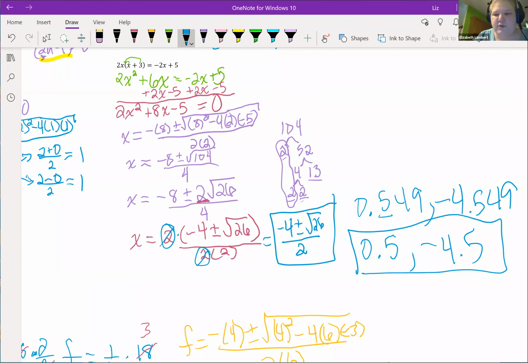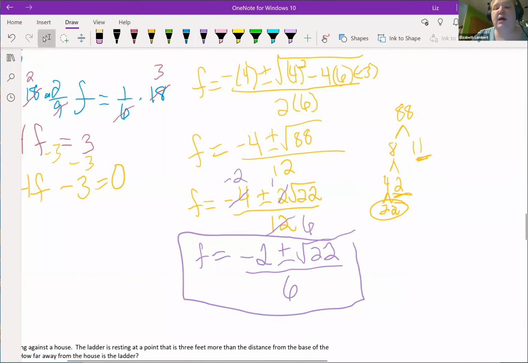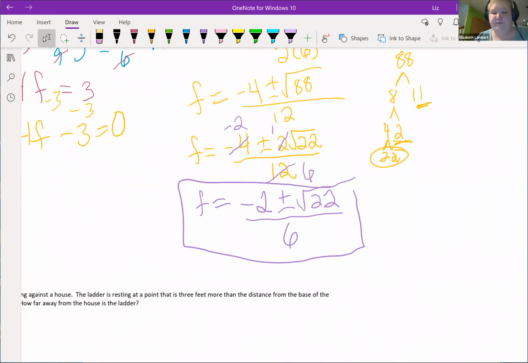So there's our decimal equivalents to go with our exact answers. And then let's go ahead and see what this one's going to be. -2 plus the square root of 22 divided by 6. All right, so our first one is 0.448. So that is going to stay 0.4. And then the other one is going to be -2 minus the square root of 22 divided by 6.